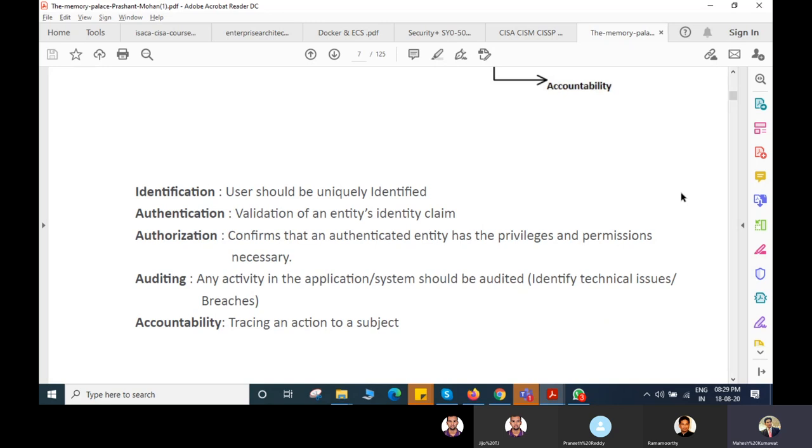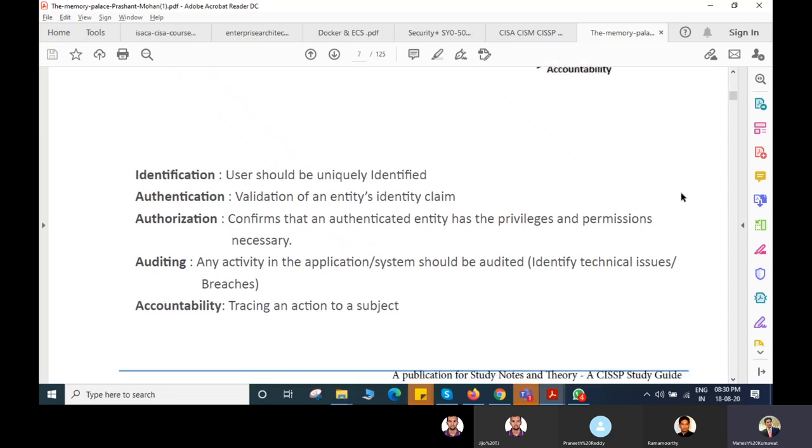Identification: users should be uniquely identified. Your username is always unique in the environment. Suppose Jijo is one user, another one is Jijo1 and Jijo3, whatever naming conventions you implement in the company, that is a different story. Then we're talking about authentication: validation of an entity's identity claim. So what things are you claiming? Are you the right person or the wrong person? What are you claiming?